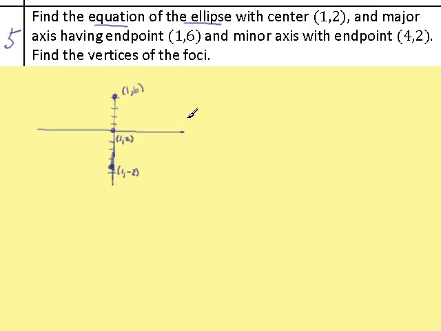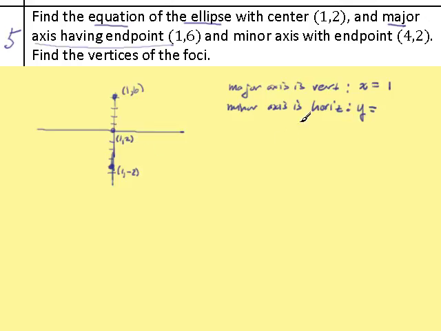Okay, so now we see that it says the major axis has this endpoint. So we see that we have a vertical ellipse. Major axis is vertical, and it's given by x equal to the x coordinate 1. All right, so that means the minor axis is horizontal, and that will be given by y equal the y coordinate of the center, y equal 2.